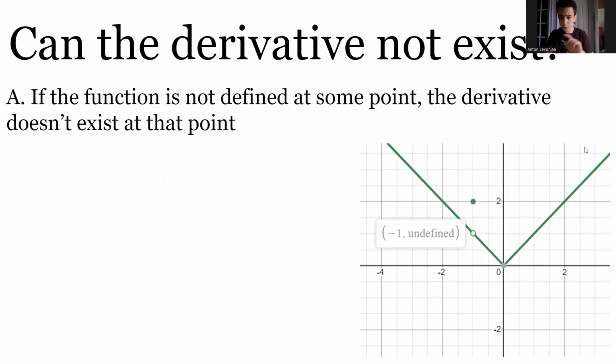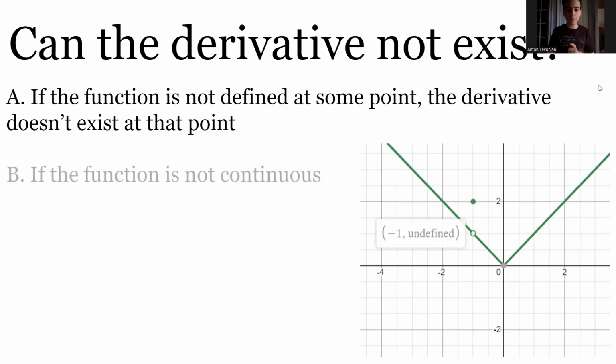So the first case is if a function is not defined at some point. If a function isn't defined at a point, then it doesn't make sense even talking about the function at that point, much less certain properties such as a derivative that it has at that point. So of course, the derivative doesn't exist if a function is undefined.